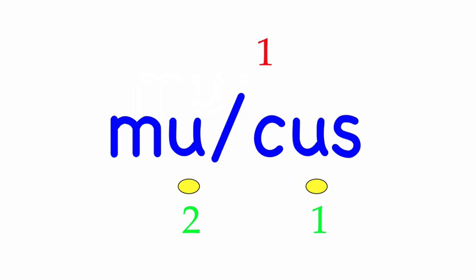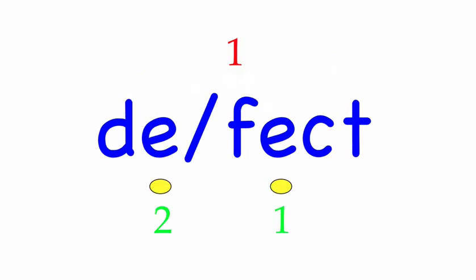Defect. There is a defect in this product. Defect. First syllable D, two sounds. D, E. Fect, four sounds. F, E, K, T. Defect. Mark the word.